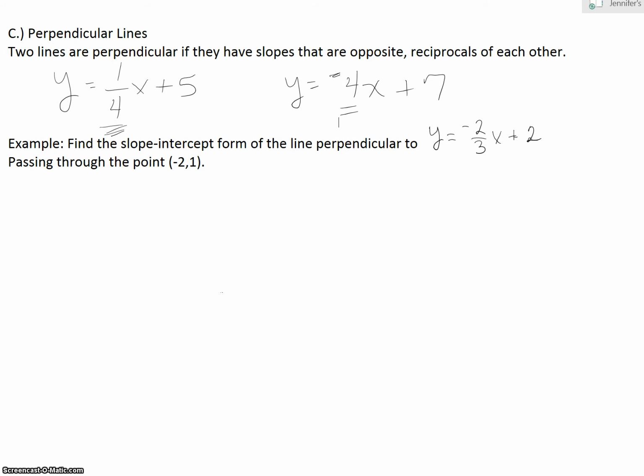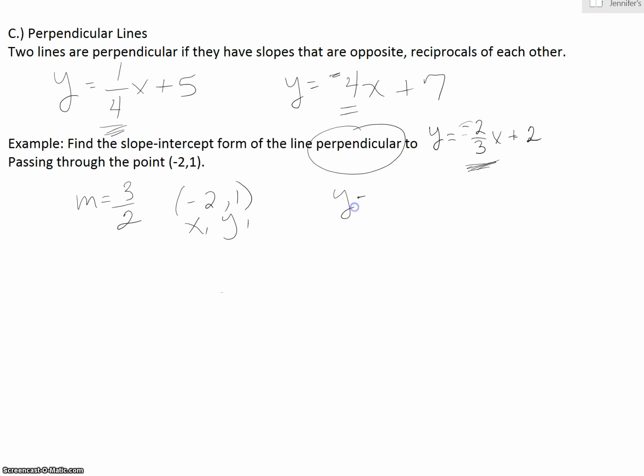Find the slope-intercept form of the line perpendicular to y equals negative 2/3 x plus 2 that passes through the point (negative 2, 1). So first, let's start right here with that slope, and we know we want to be perpendicular. In order to be perpendicular to that slope, I know that I must take the opposite. Well, it is negative, so I'm going to be positive. And it's 2/3, so I'm going to flip it upside down and it becomes a positive 3/2. So I know the slope, and I know I want to go through the point (negative 2, 1). I have my slope, and I have my point, so I'm going to use point-slope form.